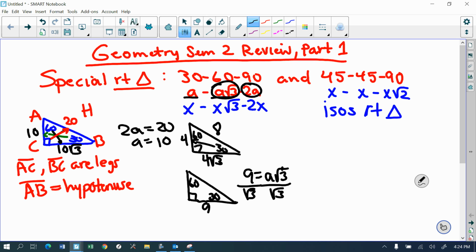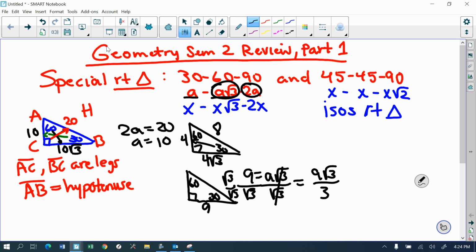Divide by root 3. So A equals 9 over root 3, but I can't have an irrational number in the denominator. Remember, an irrational number is a number that cannot be written as a fraction. A rational number can be written as a fraction. So we do what's called rationalize the denominator. I'm changing root 3, which is irrational, to a rational number. And the way you do it, you multiply it by the same radical. So now I multiply across, I get 9 root 3 over 3.